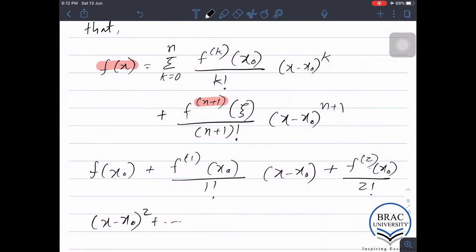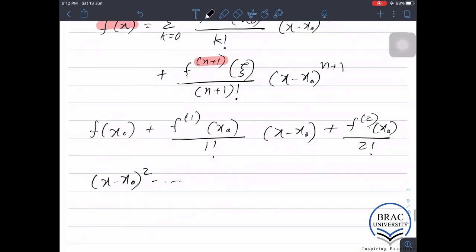Okay, so up till the term n, that means that you're taking the first n plus 1 terms of the Taylor series, up to f^(n) of x0 by n factorial times (x minus x0) to the power n. But it was an infinite series, right?